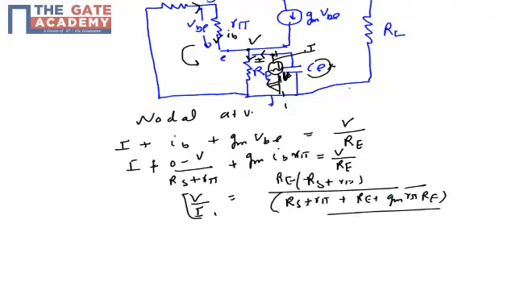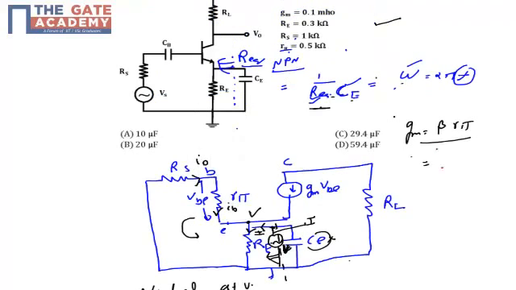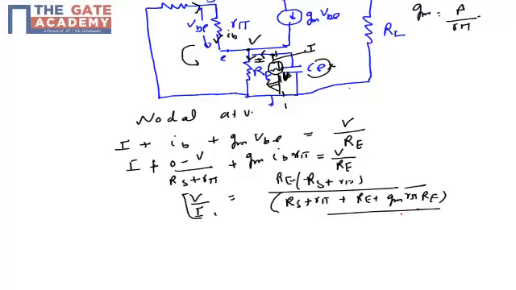If you wish, you can represent gm in terms of beta. Sorry, beta is gm r pi, so gm will be beta by r pi. If you replace gm with beta by r pi, then you will get the expression as RE parallel (RS plus r pi) upon (beta plus 1). That will be your R equivalent.